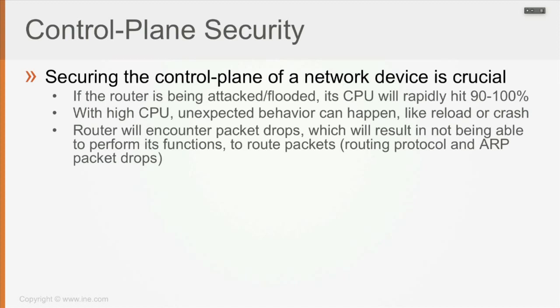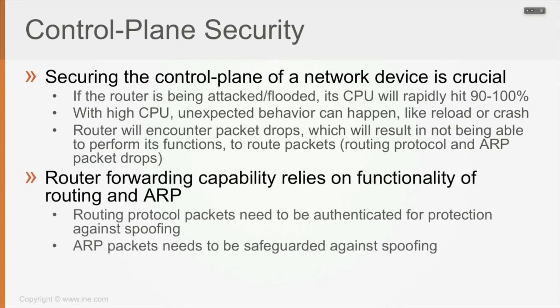And at the same time, because the router's CPU is overloaded, it's not going to be able to process switch all of the control plane received packets, which means you're going to encounter packet drops on relevant and important protocols that the router should be processing, like for example routing protocol and ARP packet drops.